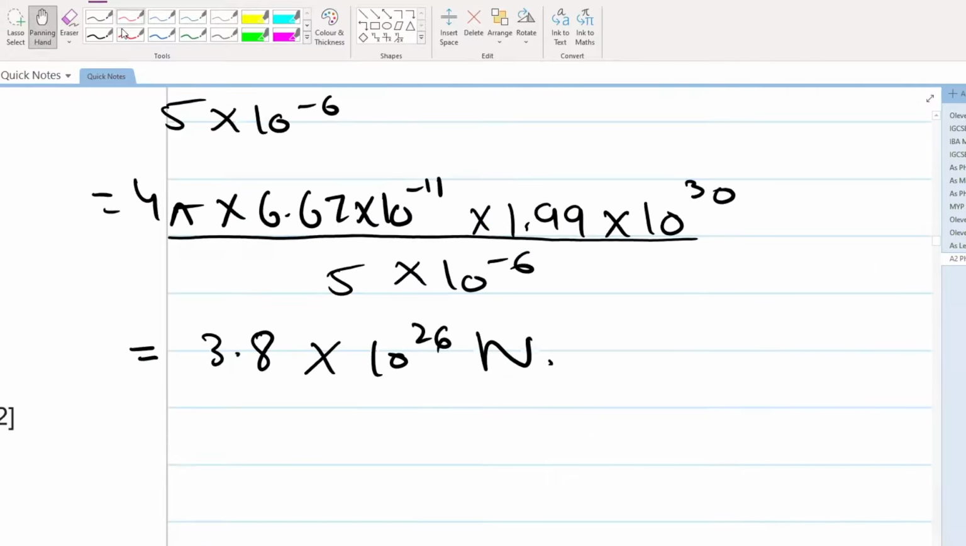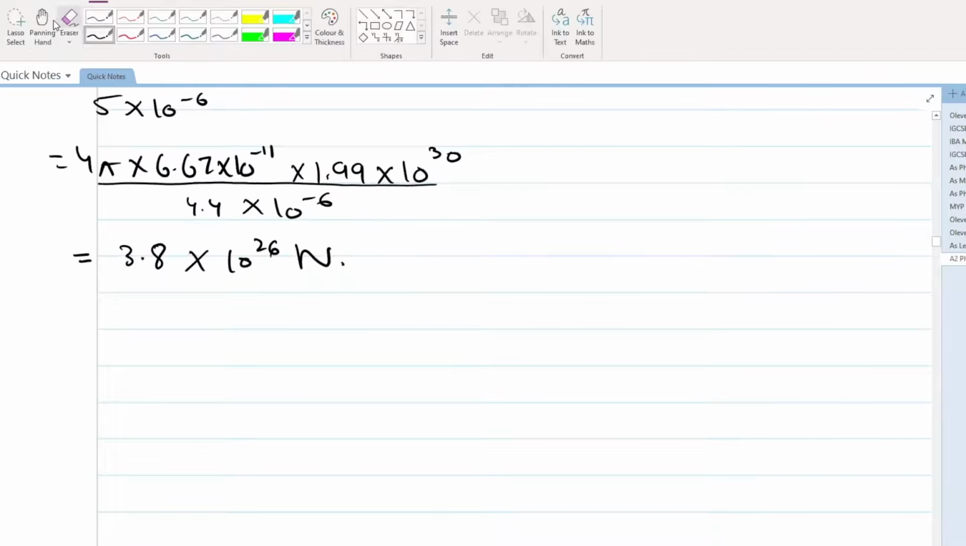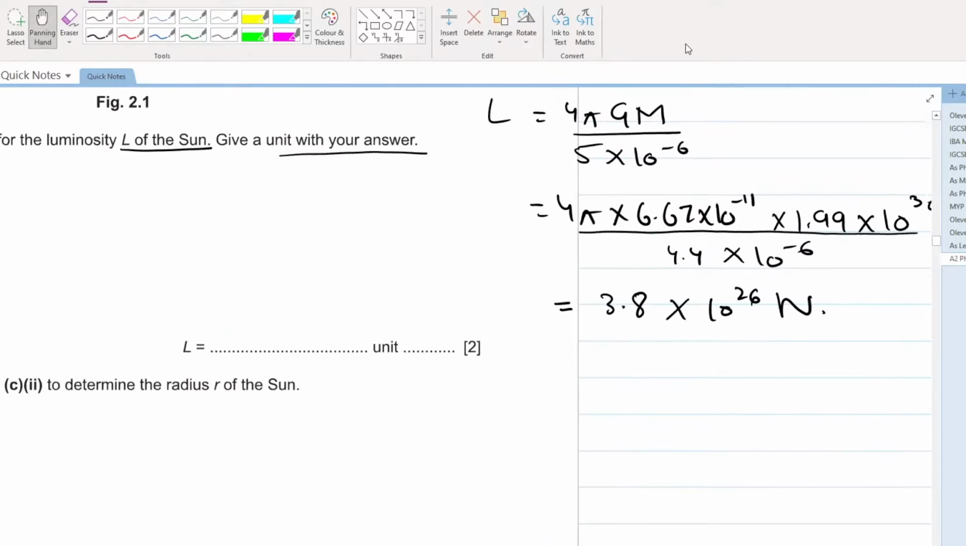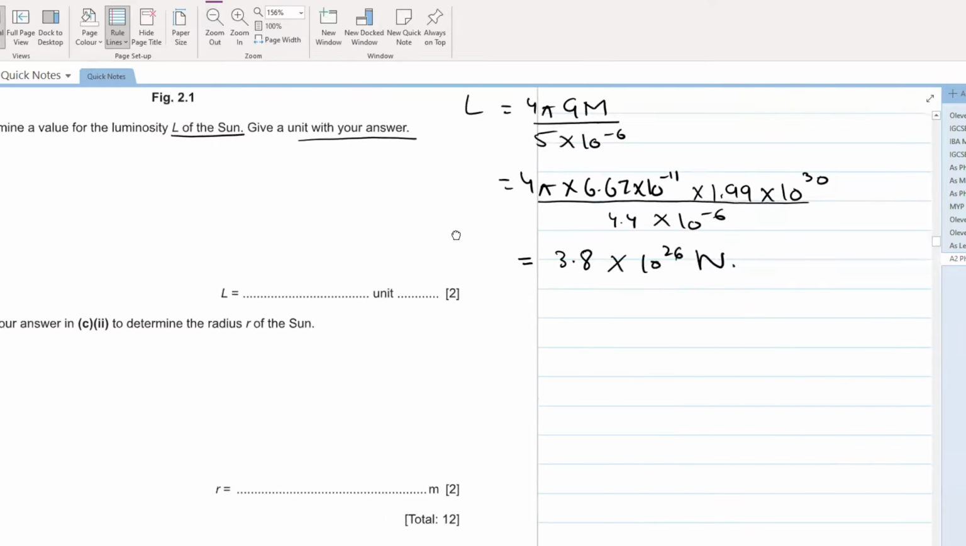Now you can divide it by 4.4. Your answer will come out to be correct. Do it, Wahab, and tell me whether the answer is coming correct. Faizan, you do it too. Look, the answer is coming correct. Yes, now it is 3.75. Yep, perfect. Now this is your luminosity answer.